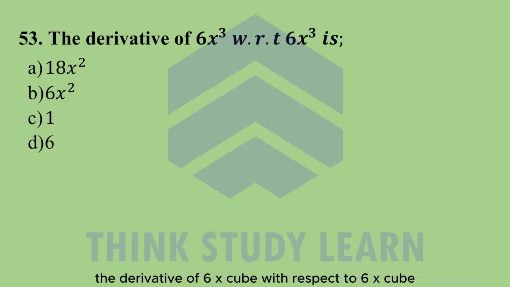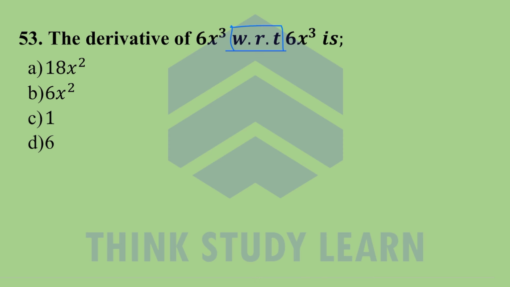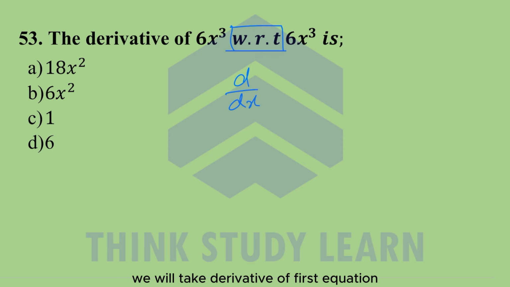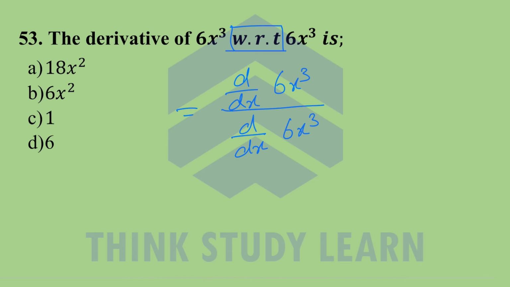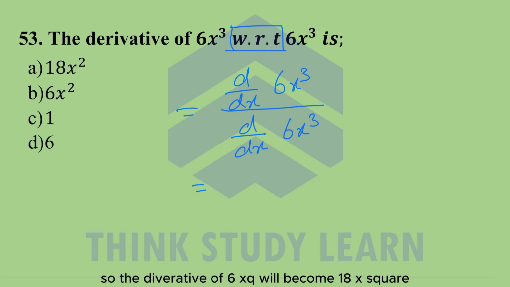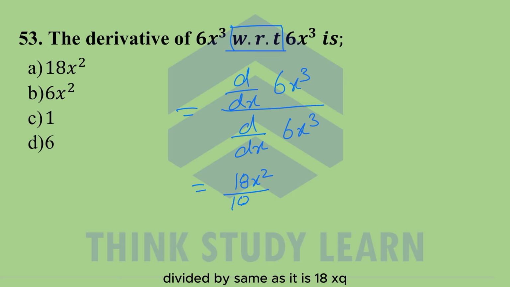The derivative of 6x cube with respect to 6x cube. When we are given a derivative with respect to something, we take the derivative of the first expression and divide it by the derivative of the second expression. So the derivative of 6x cube is 18x square, divided by the same 18x square. This will give us the answer equal to 1. So C option is the right answer.